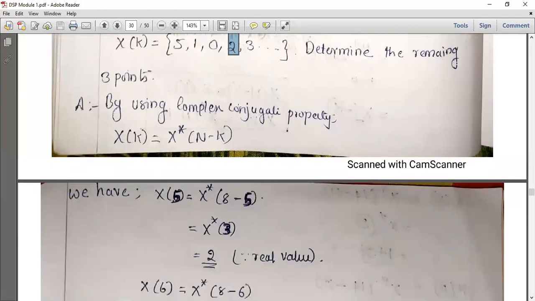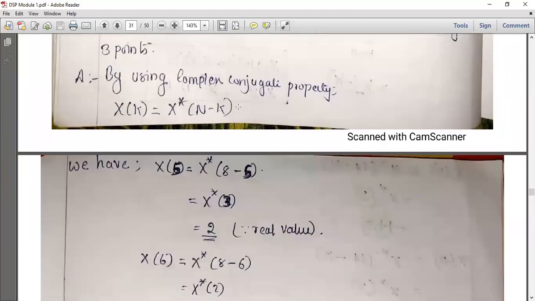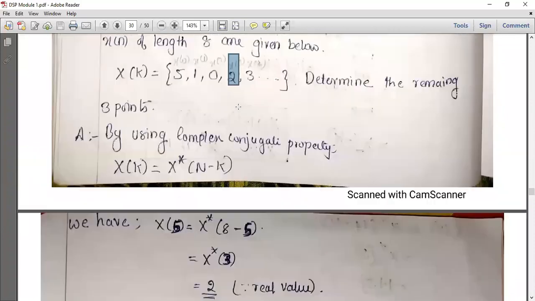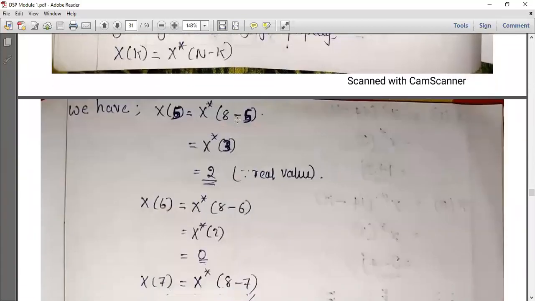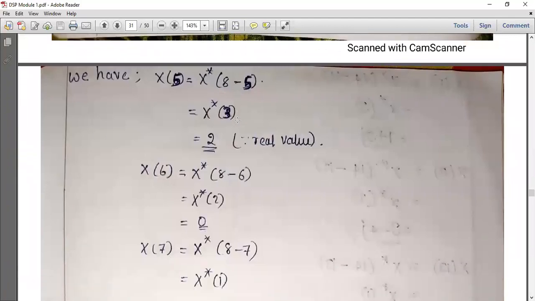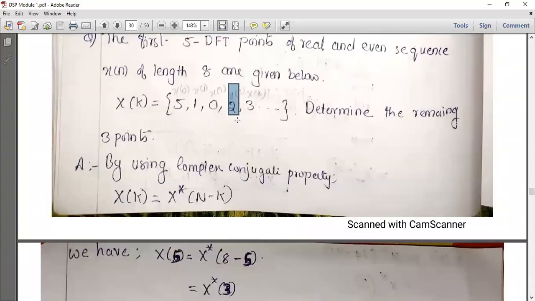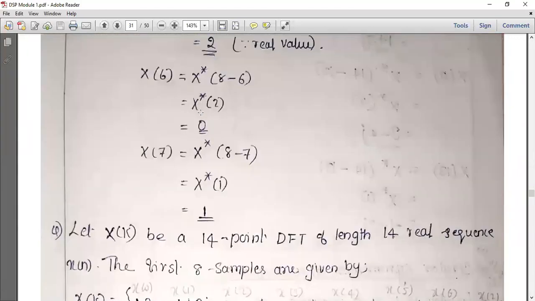Then x of 6 is equal to x conjugate of 8 minus 6, that is x conjugate of 2. Then x of 2 is equal to 0, so x conjugate of 2 is also equal to 0. Then x of 7 is x conjugate of 8 minus 7, that is x conjugate of 1. Then what is the value of x of 1? X of 1 is equal to 1. So x conjugate of 1 is also equal to 1. Okay, this is a simple question. The next question.